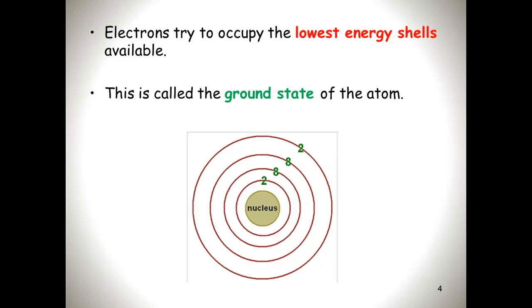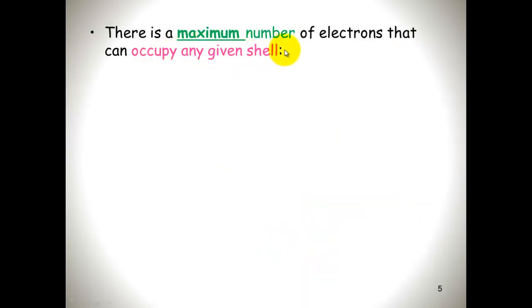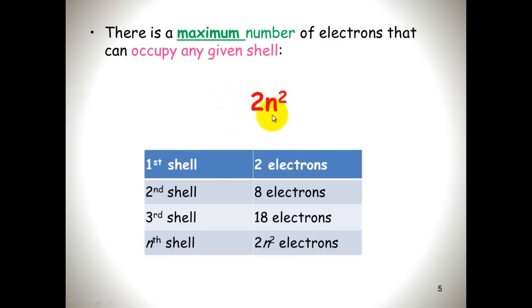At this point in time, we're unable to tell the electron configuration of any atom above number 20. But this rule applies: there's a maximum number of electrons that can occupy any given shell, and that rule is 2n squared, where n is the shell number. So for instance, when n is the first shell, 1 squared is 1, times 2, so there's a maximum of 2 electrons that can fit in that shell. If it's the third shell, it would be 3 squared, which is 9, times 2, which is 18. So there's a maximum of 18 electrons that can fit in that third shell.